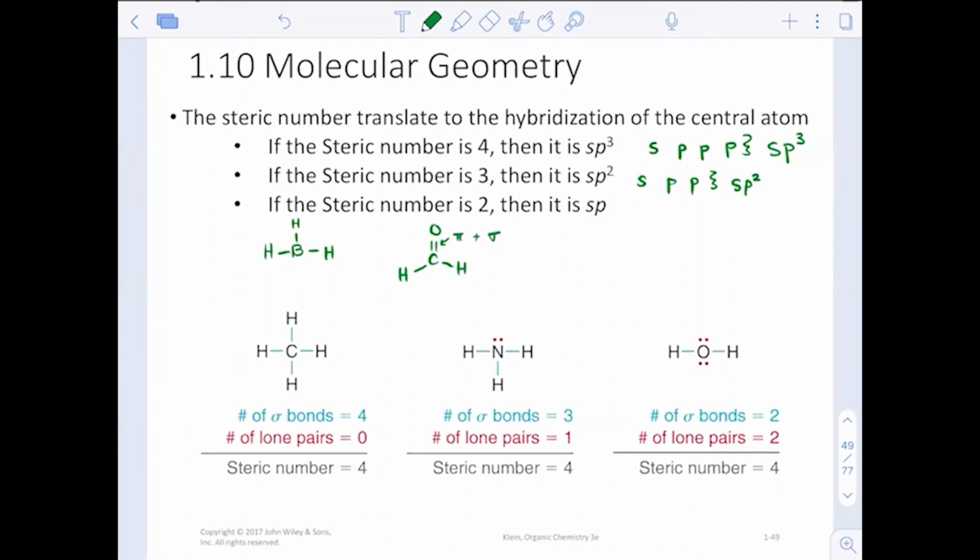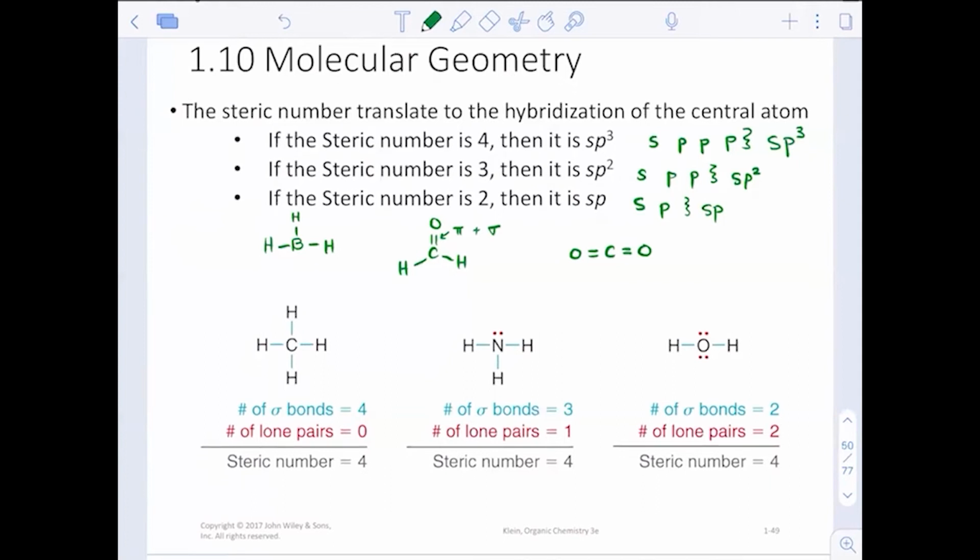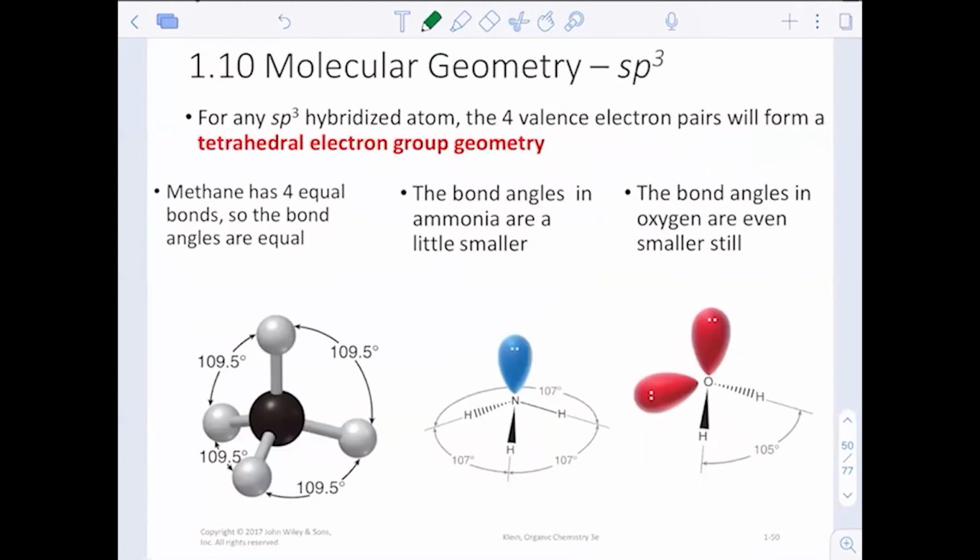Now if the steric number is 2, think about carbon dioxide. We only have 2 electron groups. We only need 2 atomic orbitals. sp hybridized for that central atom. So when we think about our geometries and our organization of all of these, hybridization is attached to the steric number. Also, what's attached to that is the idea of bond angles, right?